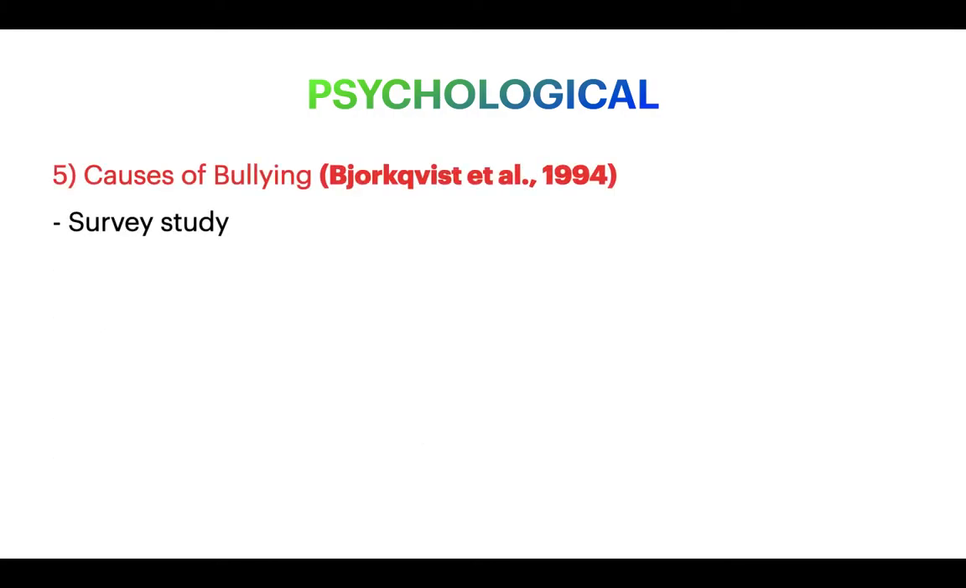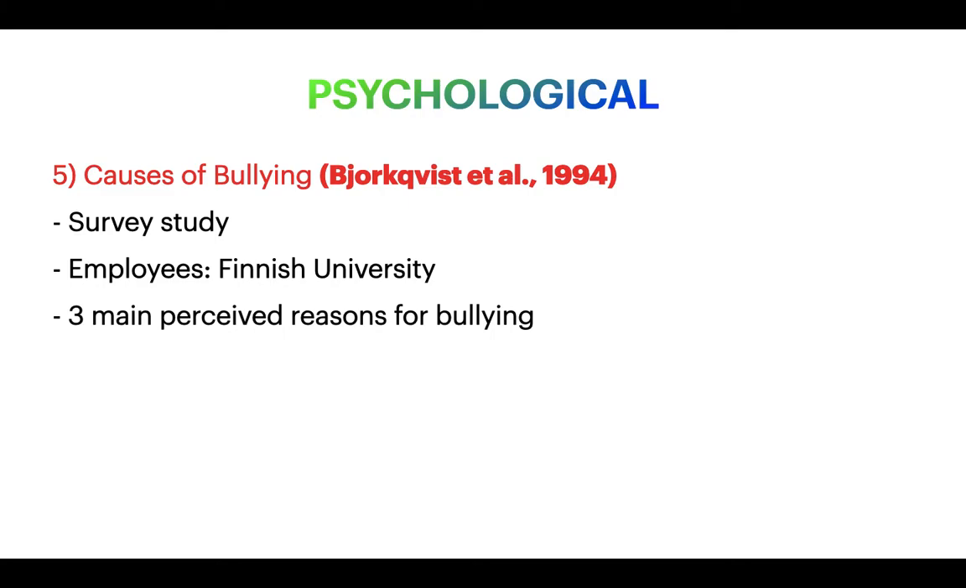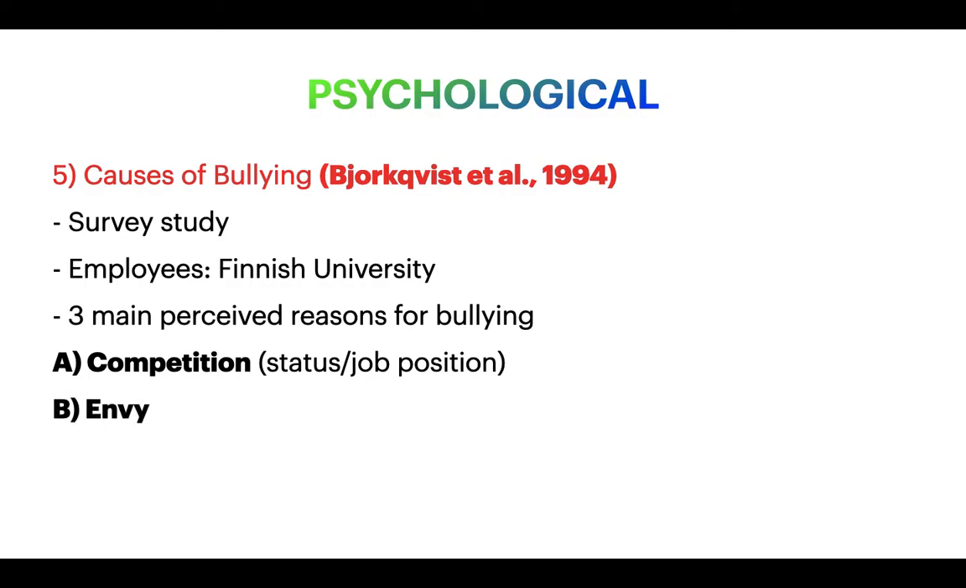Okay. Causes of bullying by Djokovic. I'm not sure I pronounced that name right, apologies. So this person did a survey-based study where they surveyed employees in a Finnish university in Finland. They found three main perceived reasons for bullying, right? A was competition. If it's a competitive environment, people bully because they want a higher position or status. B is because of envy. People are envious of what other people have. Wow, that person drives a Mercedes. I'm so envious. I want to bully him, right? And thirdly is the aggressor being uncertain of their abilities.